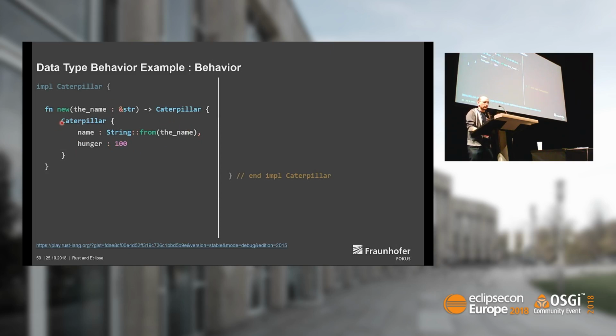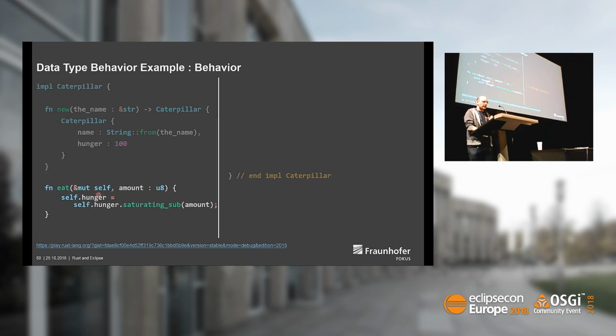Note that there is no return keyword and no semicolon. In Rust, when the last expression doesn't have a semicolon, it's implicitly returned. Right? So we don't have to write return, and when this value created here is returned, you don't write a semicolon. So now we have an eat method.